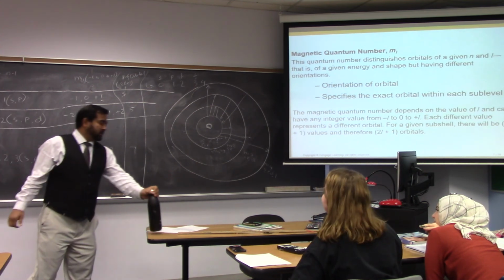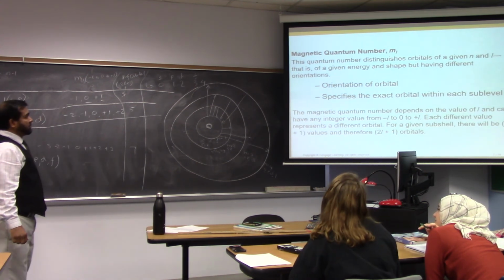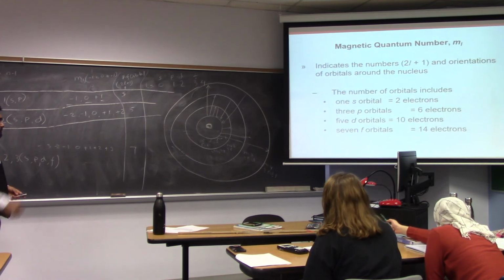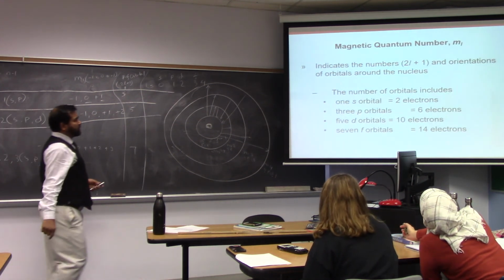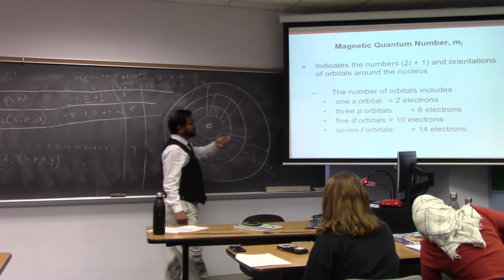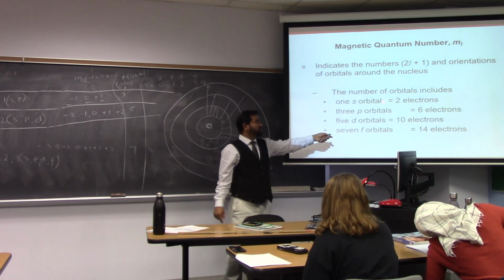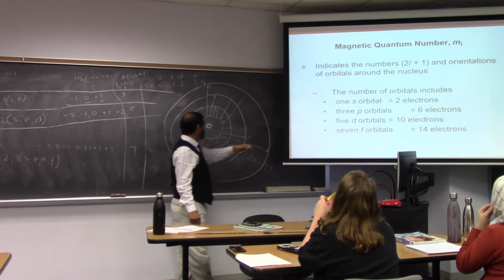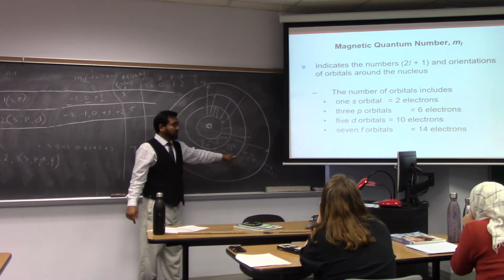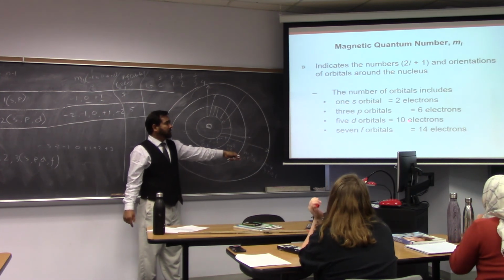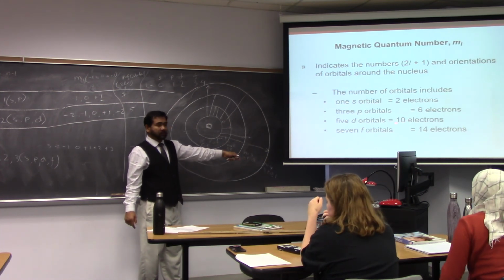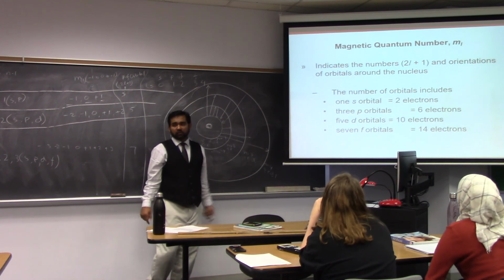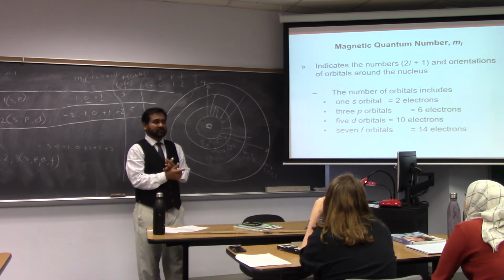So the last one is the spin quantum number. I have something here you can see. An S orbital can have 2 electrons, P can have 6 electrons, D can have 10 electrons, and F 14 electrons. Okay, we'll see that in the next chapter.